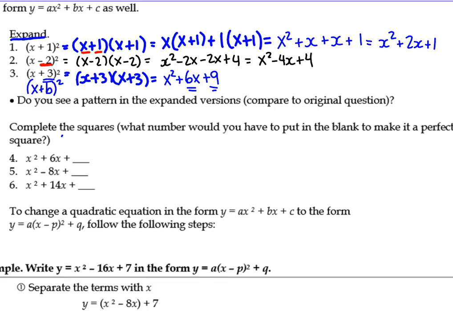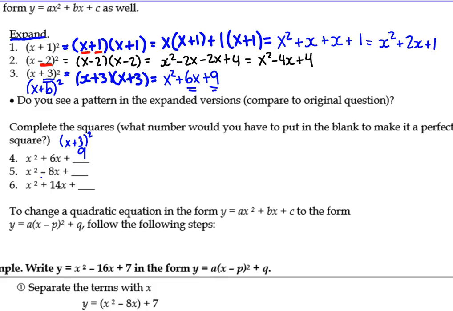If you know that just the middle term was doubled, what was this? X plus what? It would have been x plus 3 if we want to make a perfect square, because it was doubled. So what does the last term have to be to make it a perfect square? 9. 3 squared is 9. So divide it by 2 and square it.